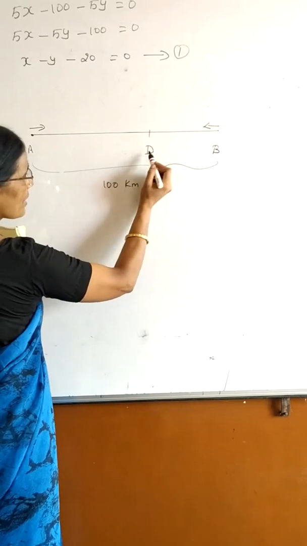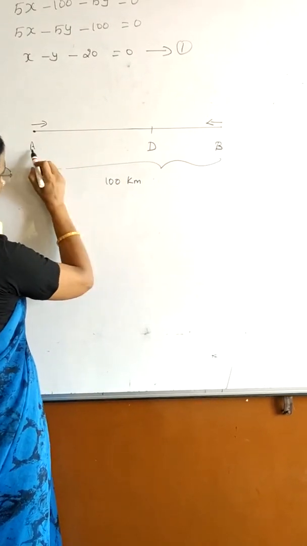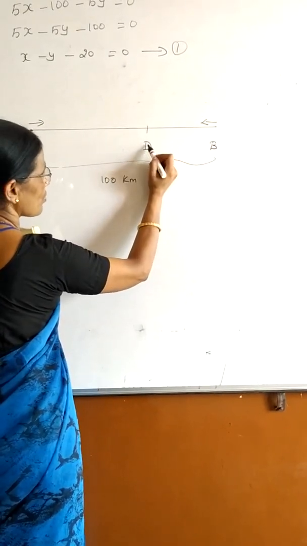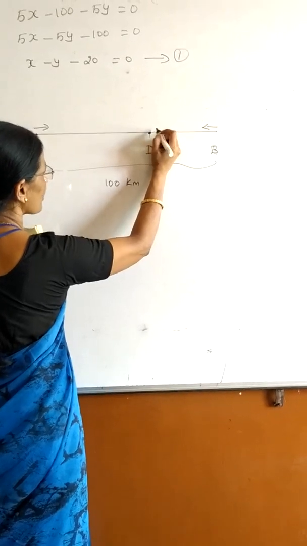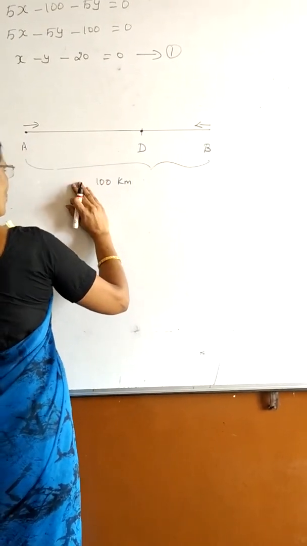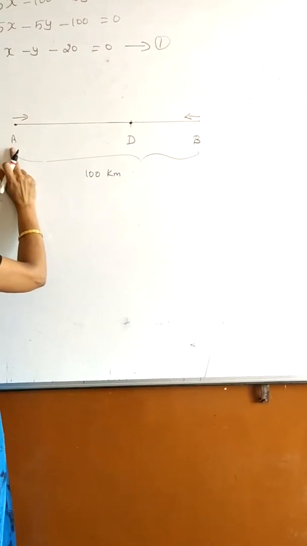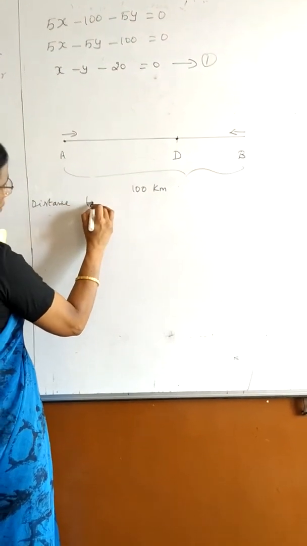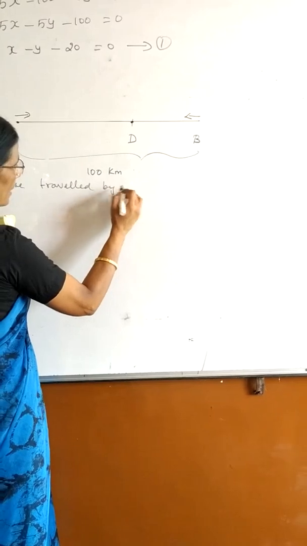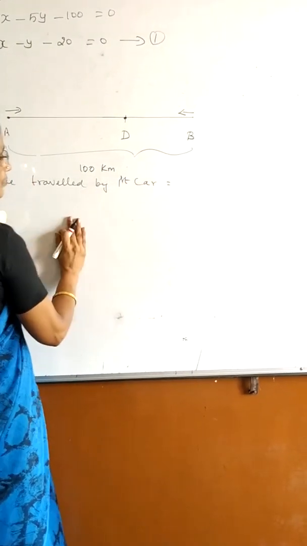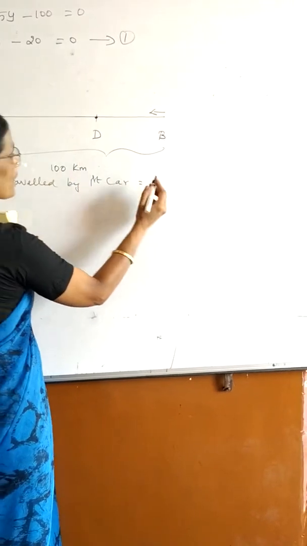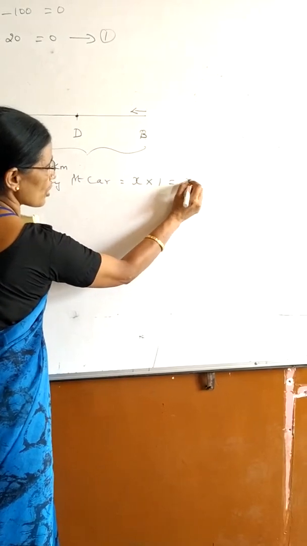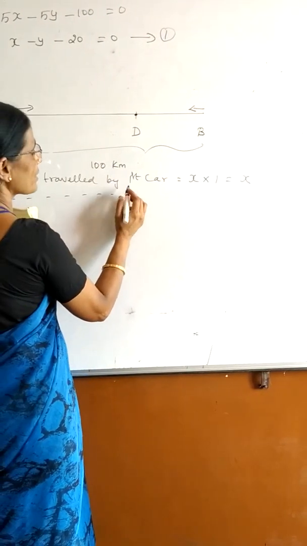After 1 hour, car A reaches the point D, as given in the question. And after 1 hour, car B also reaches the point D. So this is the meeting point of car A and car B. As before, we are going to find the distance travelled by car A. Distance travelled by the first car. What is the speed we have fixed? It is x. What is the time given? After 1 hour. Therefore, time is 1. It becomes x.